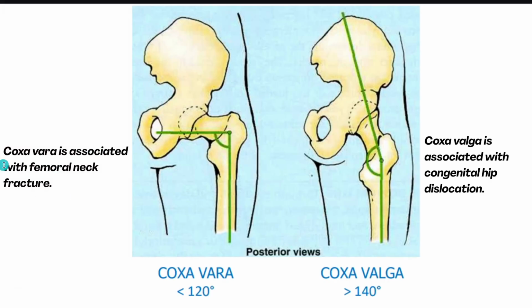Also, coxa vara is associated with femoral neck fracture. So if the femoral neck over here gets fractured, obviously the angle is going to decrease. And coxa valga is associated with congenital hip dislocation.